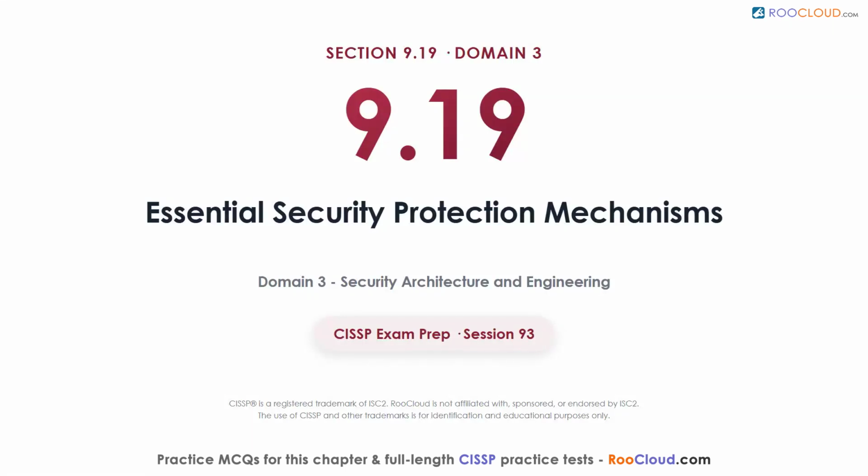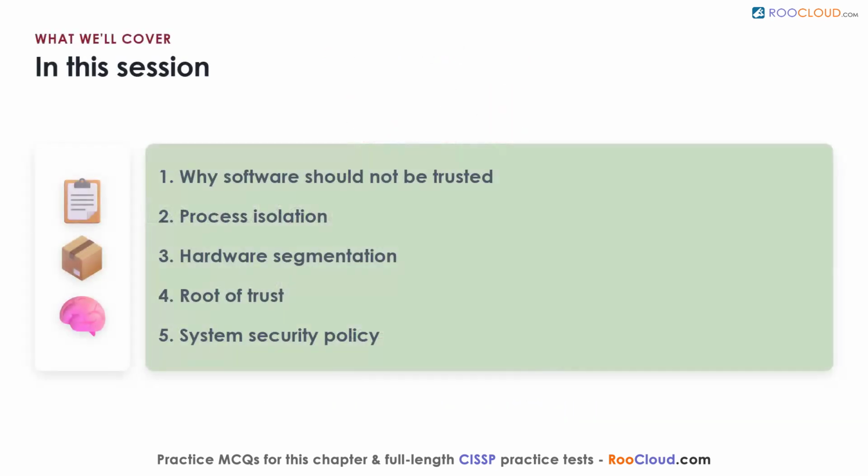Welcome to section 9.19. This is the 93rd session of the CISSP exam prep series. In this session, we'll cover the core mechanisms that keep a system trustworthy from the inside.